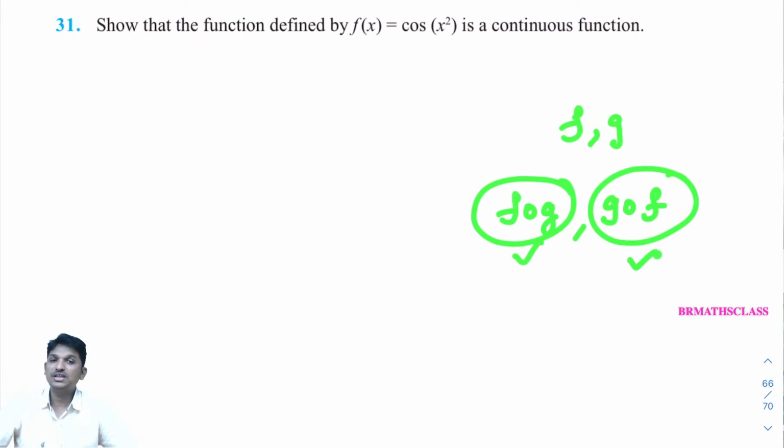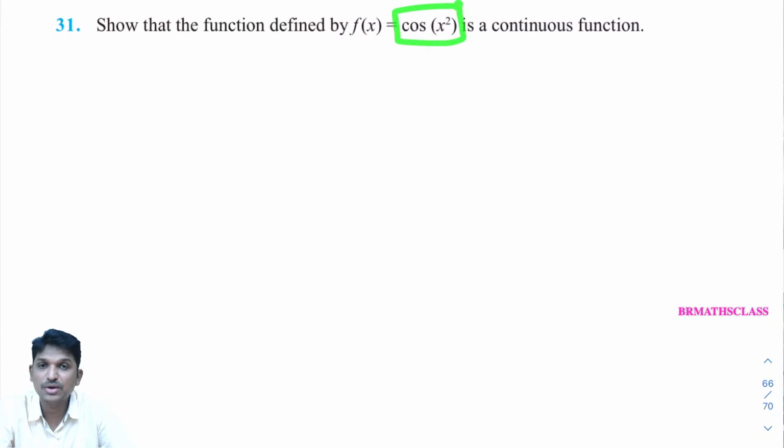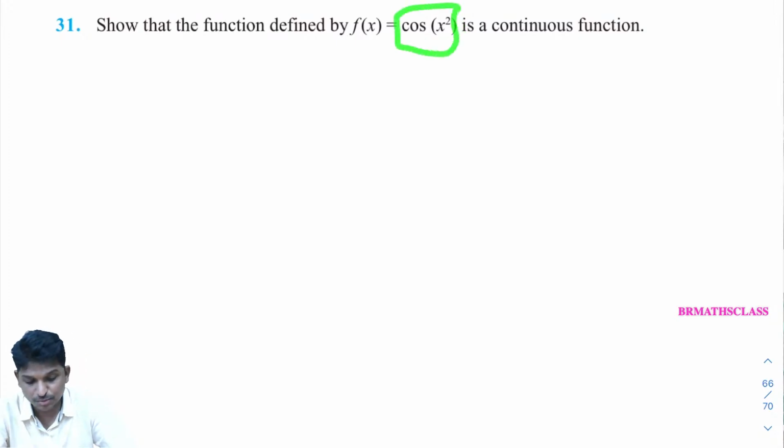Here the important thing is you observe this cos of x square. It is a composite function, cos of x square. In this, 2 functions are there. One is cos x, another one is x square. One is a trigonometric function, another one is a polynomial function.